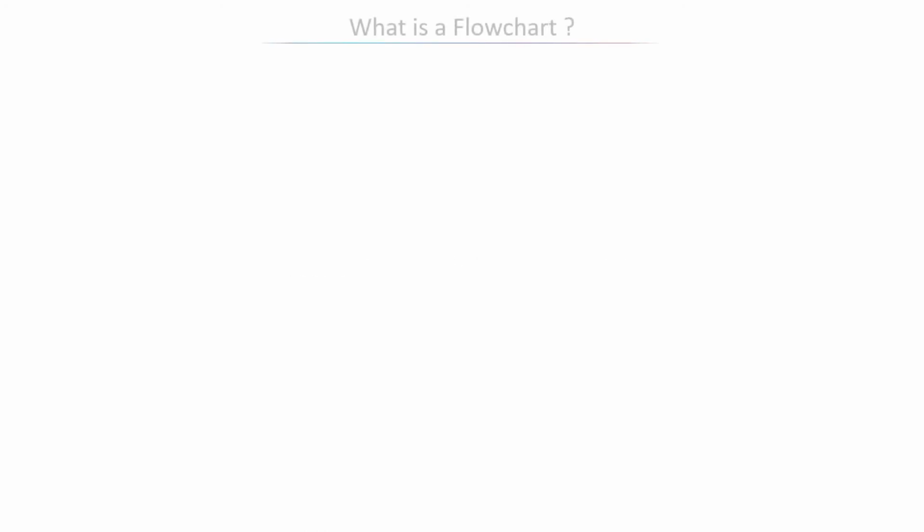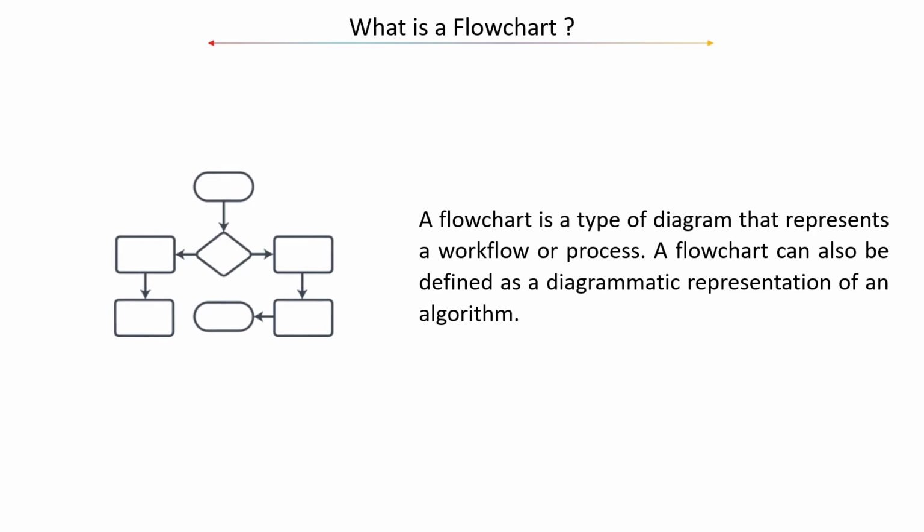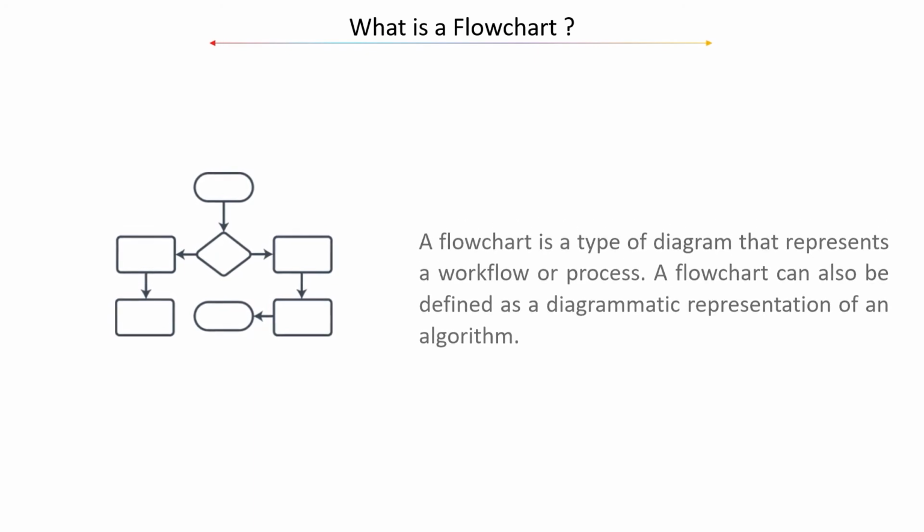Now let's understand about flowcharts. But before we begin, first let's find out what is a flowchart. A flowchart is a type of diagram that represents a workflow or a process. A flowchart can also be defined as a diagrammatic representation of an algorithm.